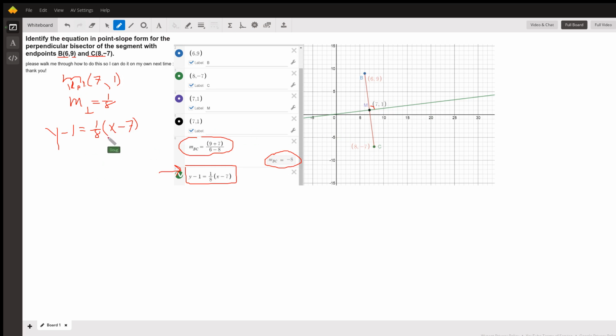We could put this in slope-intercept form by distributing the 1/8. And then adding 1 to both sides, that would be plus 8/8. So another equation for the perpendicular bisector is y = 1/8 x + 1/8.